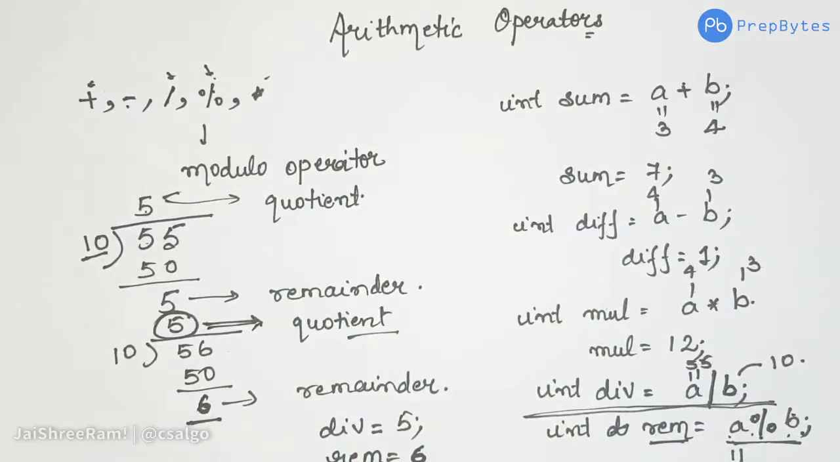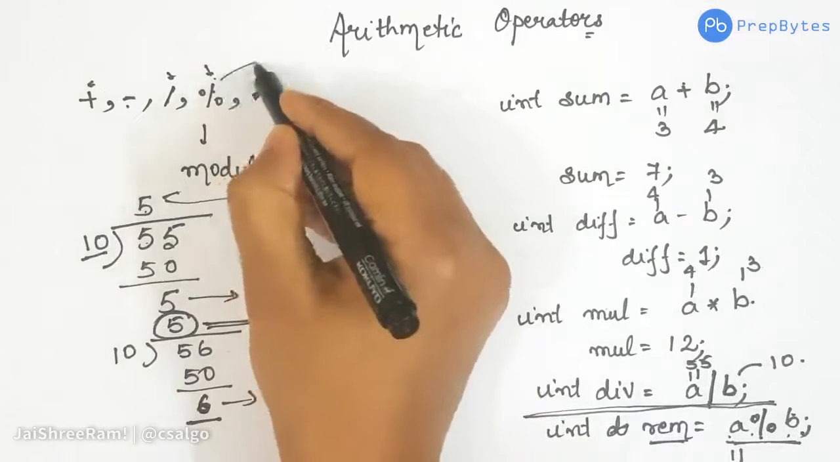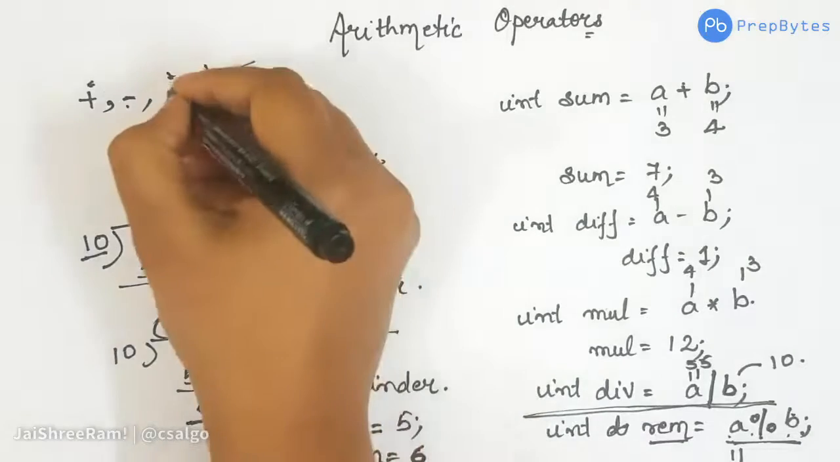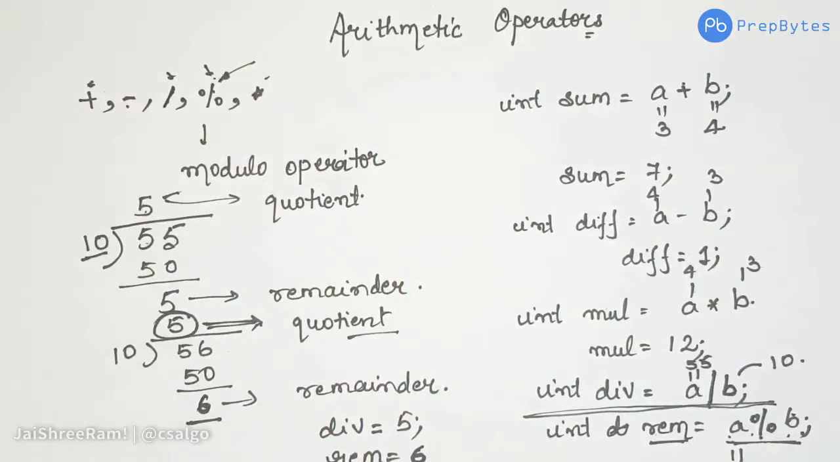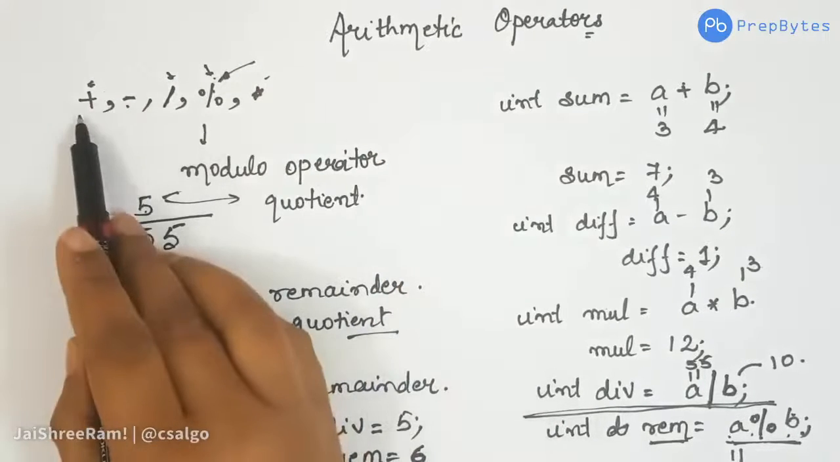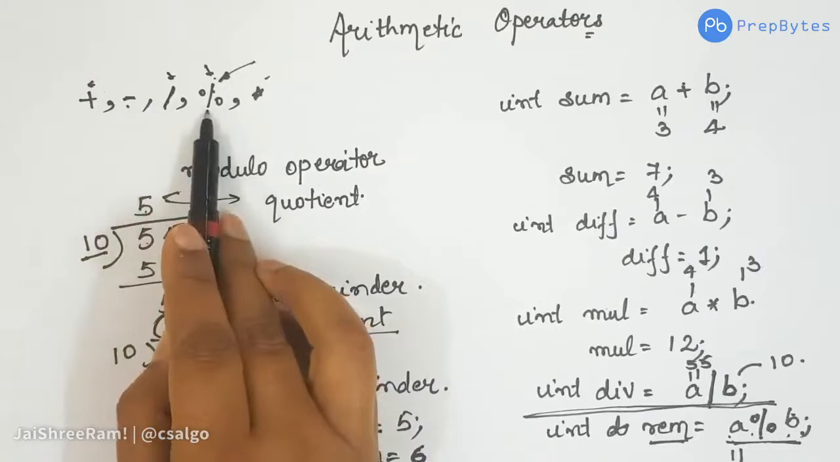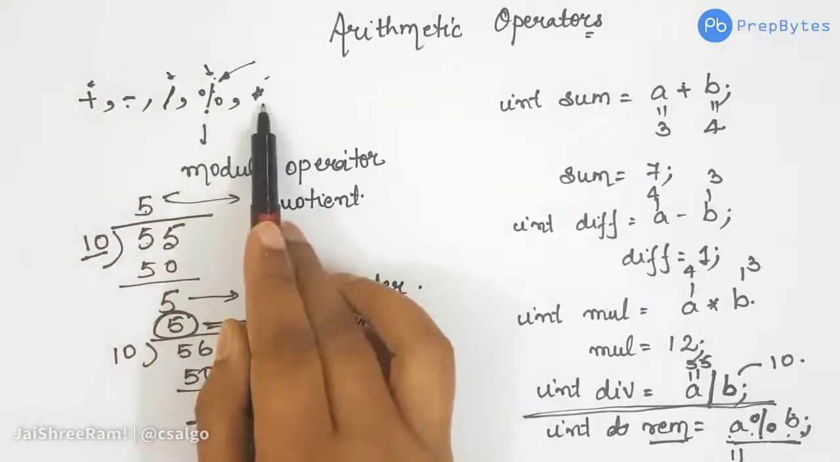Whenever you have a question that asks to find the remainder of a number when divided by this or that, you will use the modulo operator. And whenever you have to divide a number and get the quotient, you use the division operator. So these are a few of the arithmetic operators that we have: plus, or let's say addition, subtraction, division, modulo or remainder, and multiplication.